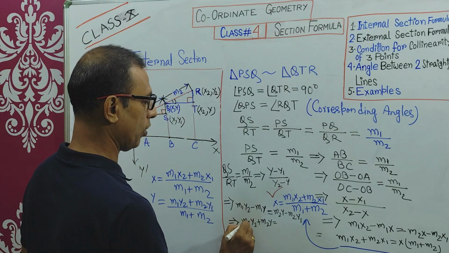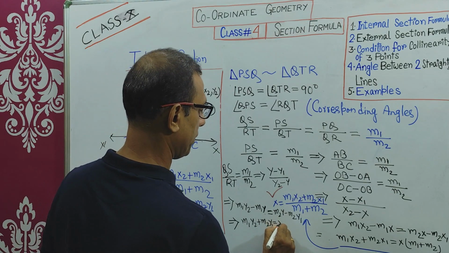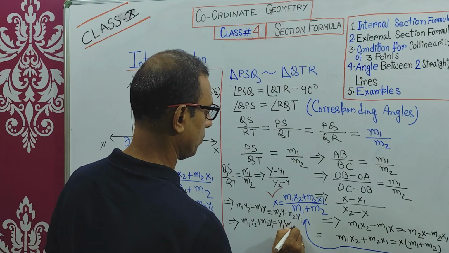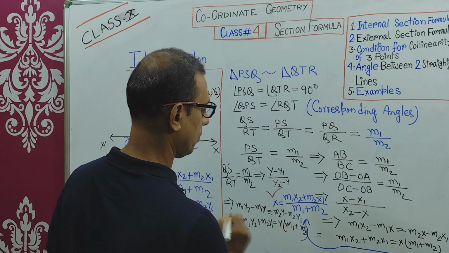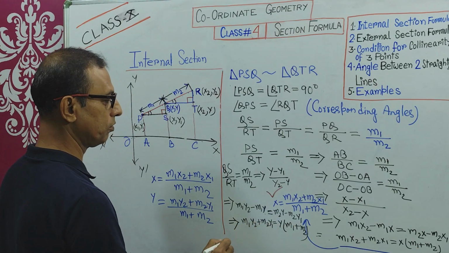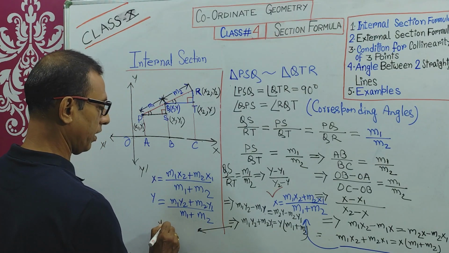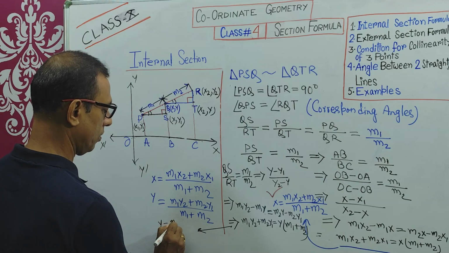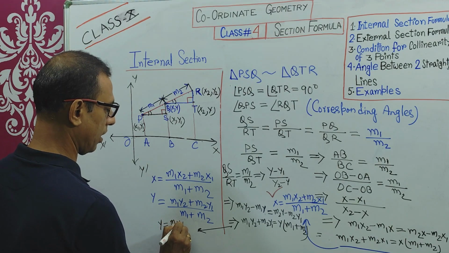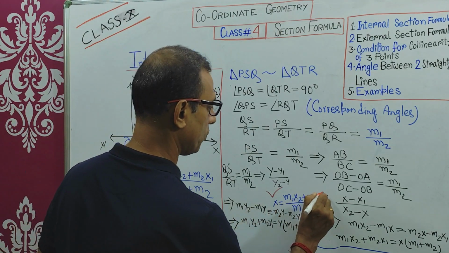So M1 y2 plus M2 y1 equals, if you take y common, y into M1 plus M2. Now y equals M1 y2 plus M2 y1 by M1 plus M2. So here you can write, y equals M1 y2 plus M2 y1 by M1 plus M2. So the formula is proven.